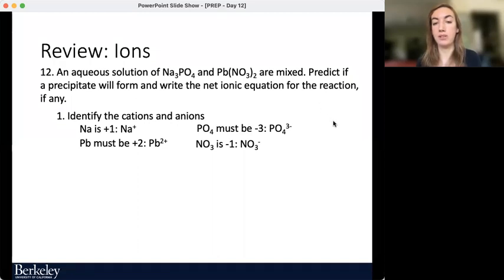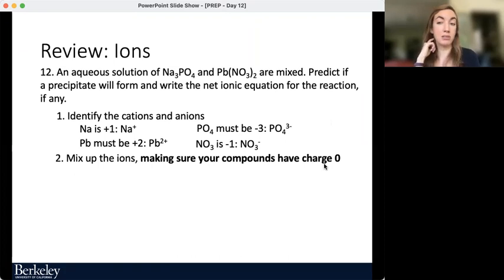Okay, so then the next step is to figure out what potential products I could have. All I'm going to do is mix up which cation is paired with which anion. I need to figure out what those products are, and I need to make sure they're charge neutral. The first thing I'm going to do is, Na was paired with PO4 before, so now I'm going to pair it with the other anion.